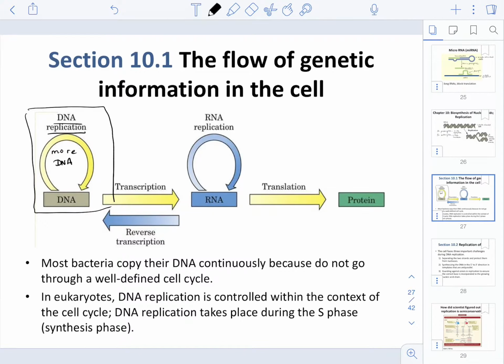In other organisms, like eukaryotes, like human cells, DNA replication is controlled within the context of the cell cycle, meaning that DNA replication is going to take place specifically during the synthesis phase of the cell cycle, and that synthesis phase is also known as the S phase.